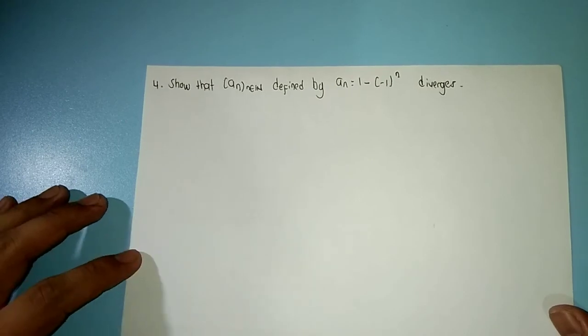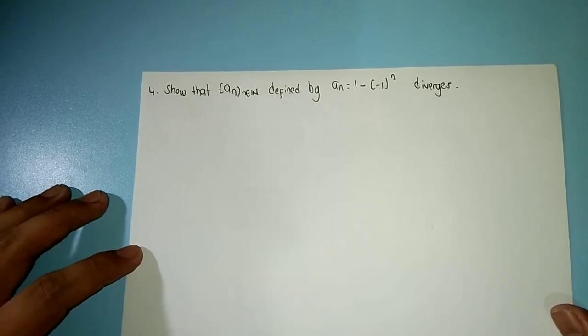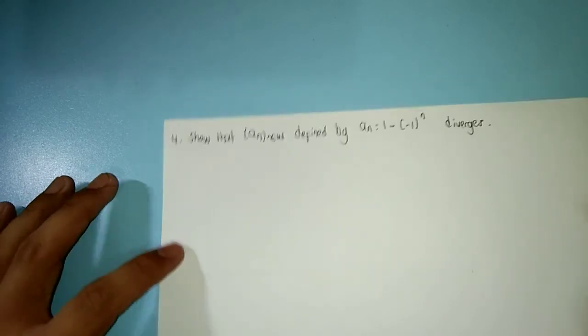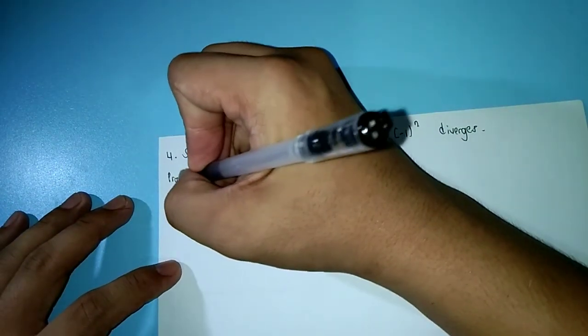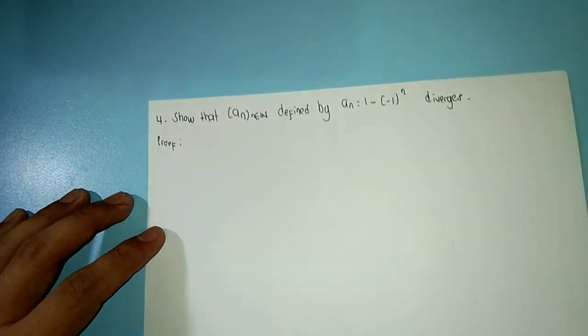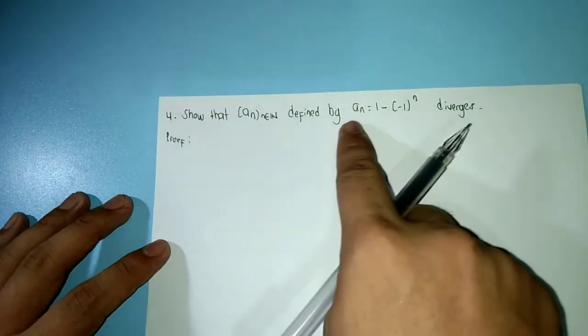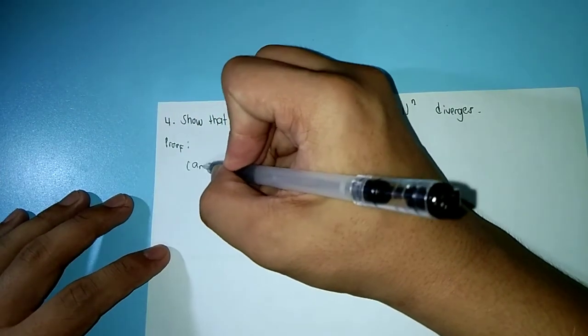So, for example number 4, show that the sequence a sub n for natural number n defined by a sub n equals 1 minus negative 1 quantity raised to n diverges. Okay? So for our proof, gagamitin natin yung idea ng subsequence para ipakita na yung a sub n ay nagda-diverge. Okay? Or divergent. So by the way, ano ba tong a sub n na to? Sequence ng a sub n.